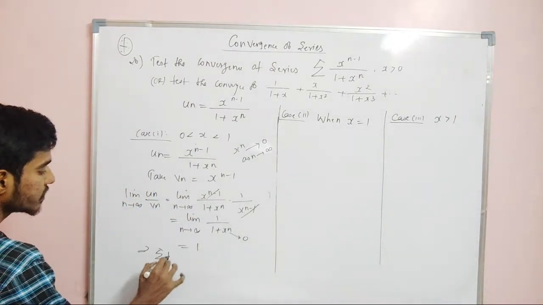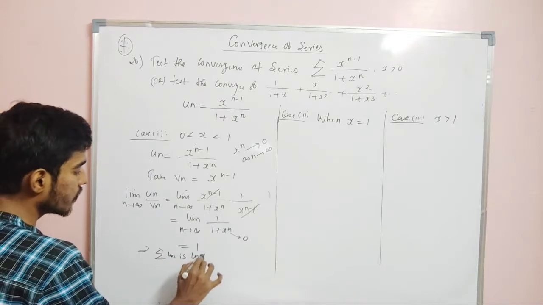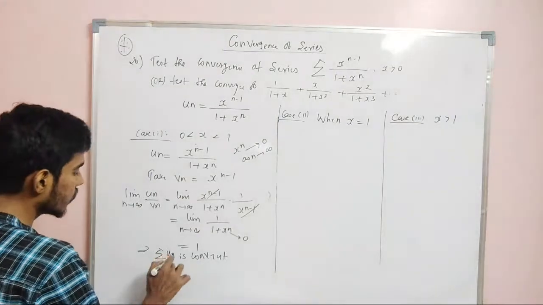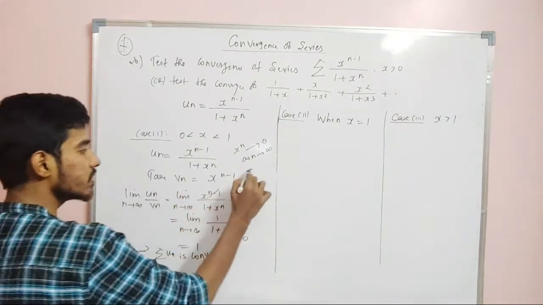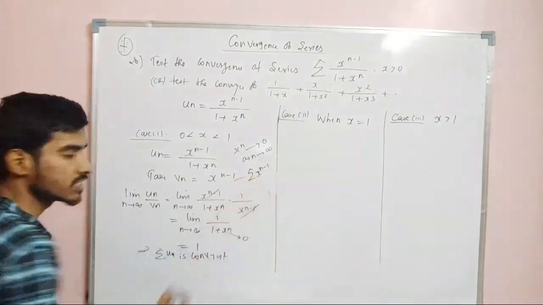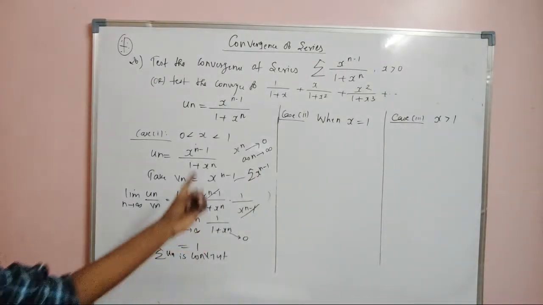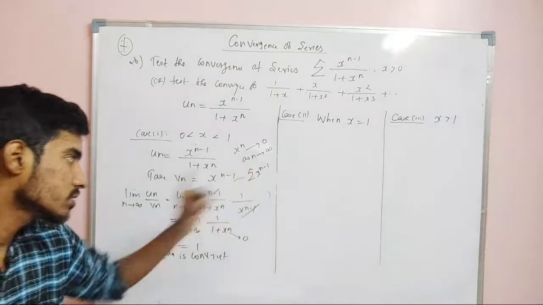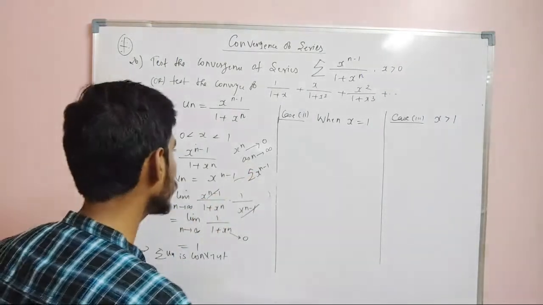This implies summation vn is convergent. Why? Because summation vn is also convergent. What is summation vn? Summation vn is summation x^(n-1), which is a geometric series again, and this is valid because x lies between 0 and 1. So therefore this is convergent, so therefore un is also convergent.